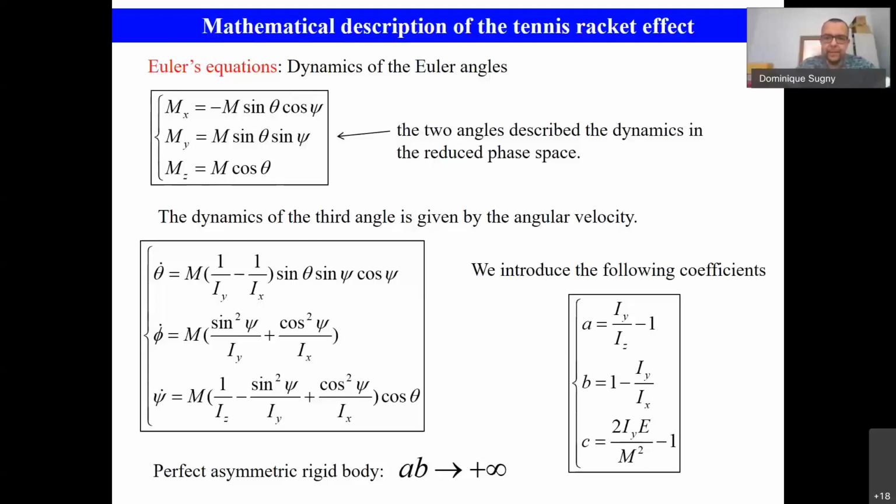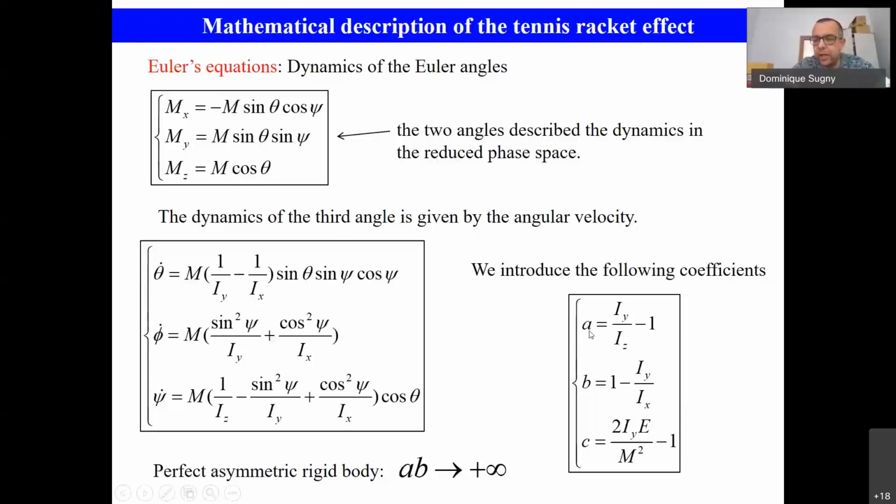Okay, and so in the next slides, I'm not going to use the coefficients Ix, Iy, and Iz, but the following coefficients, A, B, and C. The coefficients A and B describe the asymmetry of a rigid body, basically the shape of a rigid body, and in the limit where the product AB goes to plus infinity, we are in the limit of a perfect asymmetric rigid body. Okay, so that's something which is quite trivial.